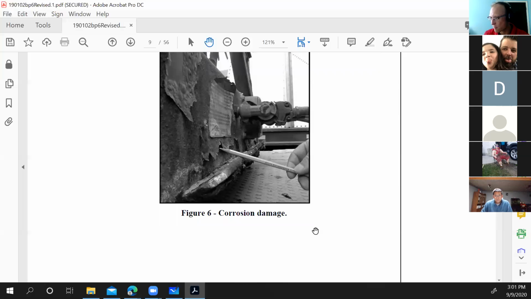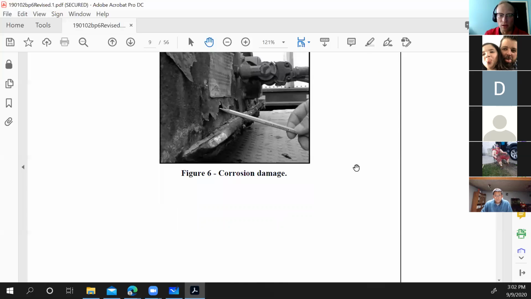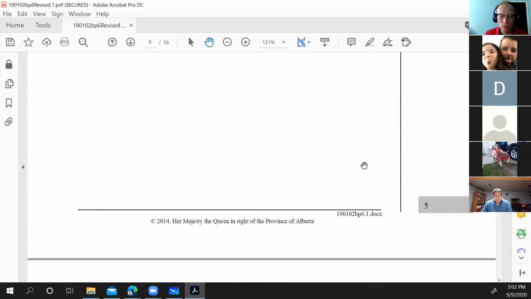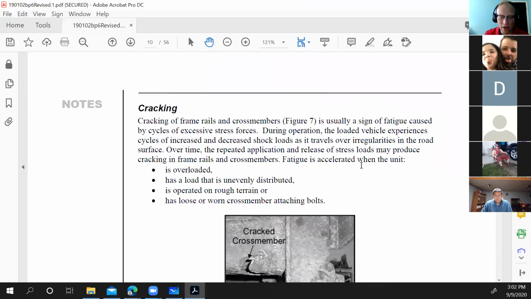If you start hearing a dead spot, you might want to take your pencil and you might even be able to poke through there. I've had lots of frames that would look like this. And if you start poking, you can poke holes right through the web on them, which is very bad, very, very bad.